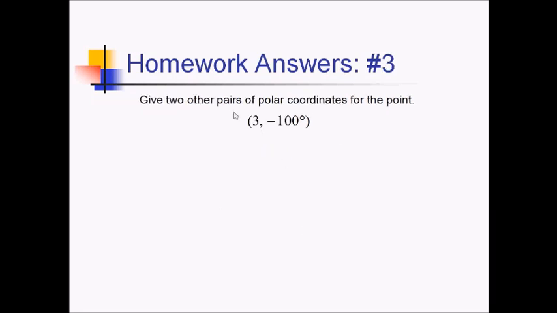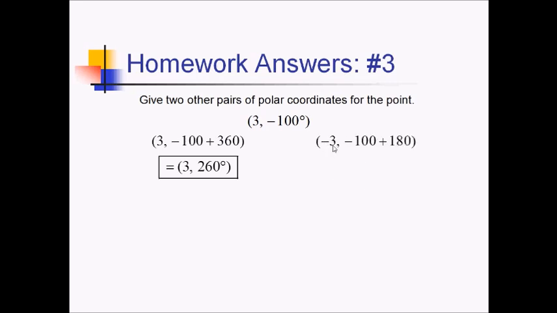For number 3, they want 2 other pairs of polar coordinates that are equivalent to this point. One way of getting another polar coordinate that matches this one is to keep the radius the same and either add or subtract 360 to the angle. I'm going to add 360. So (3, whatever negative 100 plus 360 is), that would be 260. Another way of getting an equivalent point, you can make the radius negative and either add or subtract 180 to the angle. So I'm going to make this negative 3 and then negative 100 plus 180. So that's (-3, 80°).